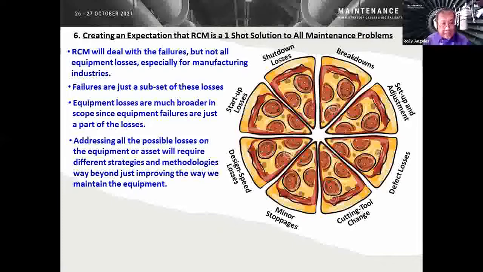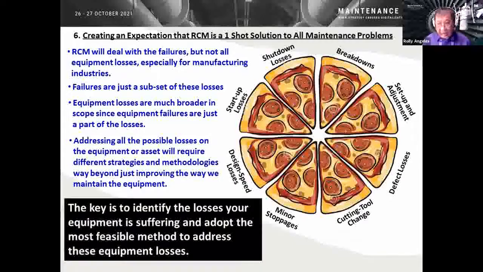So addressing all the possible losses on our equipment and assets will require different strategies and methodologies, way beyond just improving the way we maintain our equipment. Okay? So, for example, if your problem is setup because you have a lot of products to manufacture on that particular equipment, no amount of maintenance tasks can solve that problem. If you want to shorten your setup time, then you need to purchase the book of Shigeru Shingo and implement his technique called SMED, or single minute exchange of dice.